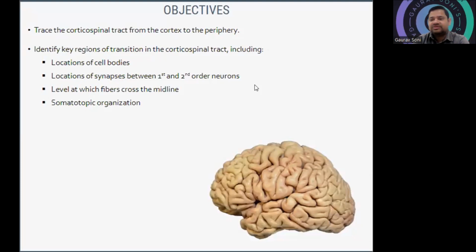Previously, in two lectures, we have seen the ascending tracts. Now we will talk about the descending tracts, which are also known as corticospinal tracts. So the corticospinal tract goes from the cortex to the periphery. They carry messages from the brain to the motor areas which are going to act. Again, we have to see some major points in this lecture: location of cell bodies, synapse, level at which the fibers will be crossing, and somatotopic organization.